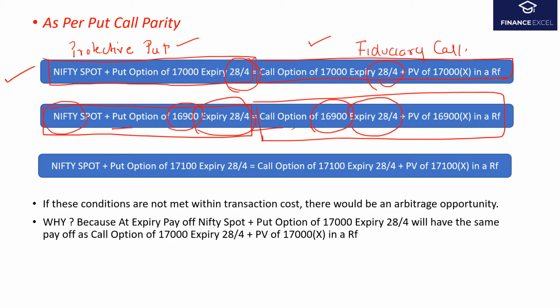And the face value of the risk-free bond is the present value of the exercise price. So in the second case, the exercise price is 16,900. So the face value of the risk-free bond would be the present value of 16,900. Now, if these conditions are not met within transaction costs, there would be an arbitrage opportunity. Now, why would there be an arbitrage opportunity? Because at expiry, the protective put and a fiduciary call would have the same payoff. Right, guys? So, let's move to the next slide.